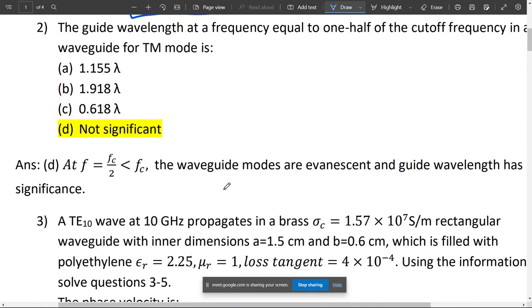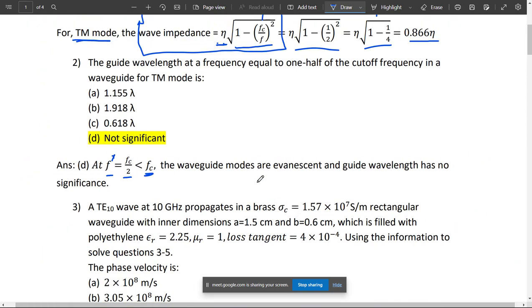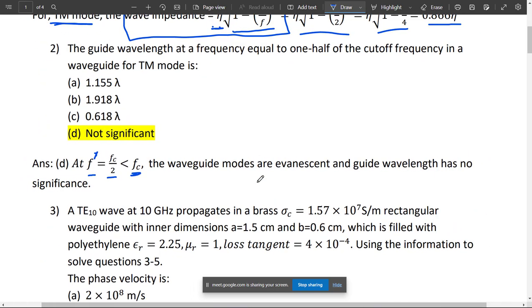Okay. So see here at f equal to fc by 2, that is less than cutoff frequency. If the frequency is half of cutoff frequency, which means that it is less than cutoff frequency, right? So if the frequency is less than the cutoff frequency, then the waveguide modes are evanescent. Okay, and guide wavelength has no significance.